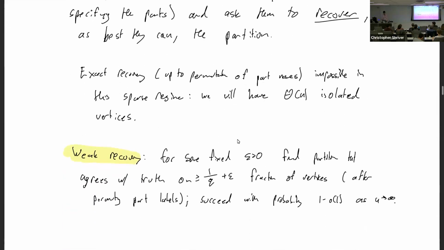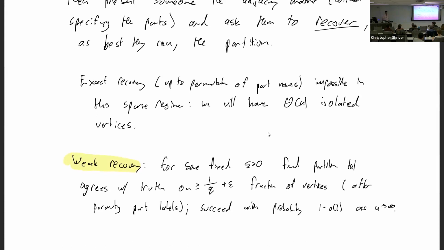Instead, we're going to be asking for something much weaker, nicely called weak recovery, which is: for some fixed epsilon bigger than 0, find some partition that agrees, after this permutation, with the original partition, the truth, on at least a 1 over Q plus epsilon fraction of vertices. So it's very easy to get 1 over Q. You just randomly answer. And so this is saying just do a tiny bit better than random. And that's weak recovery. And we want to succeed with probability tending to 1 as n goes to infinity.